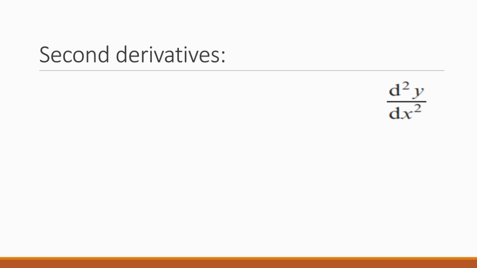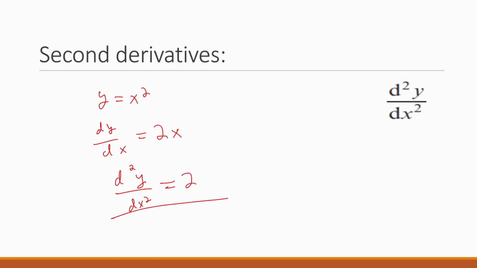First of all, for example, let's say I have an equation y is equal to x squared. The first derivative dy over dx is equal to 2x, and the second derivative, which is known as d squared y over dx squared, this is the notation for the second derivative, is going to give me 2. So you just differentiate it again. This is basically what second derivatives are, and now let's discuss how they are used.